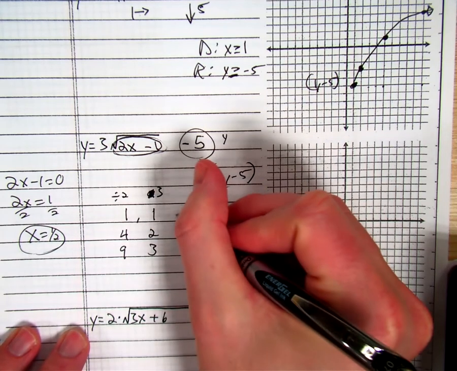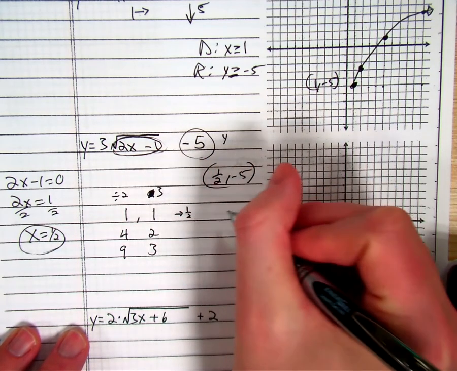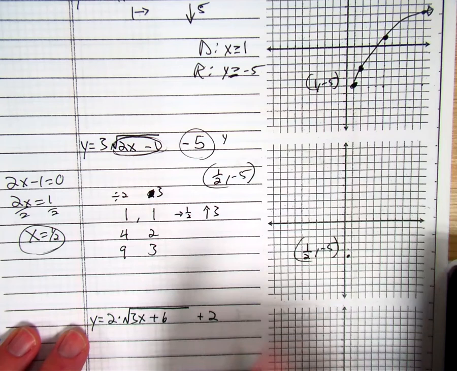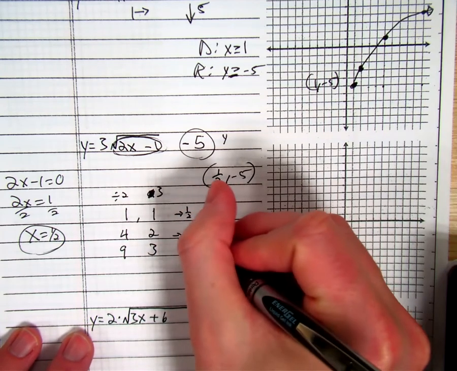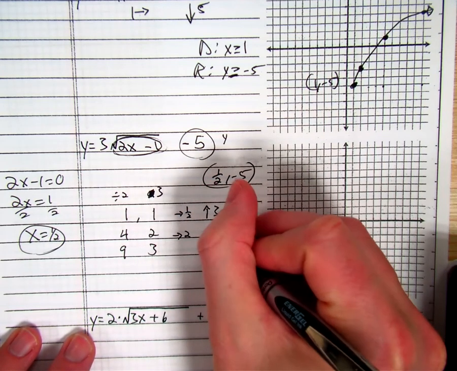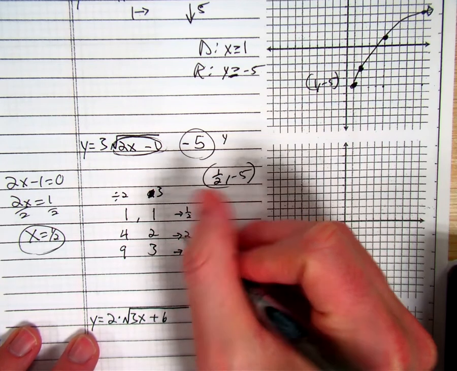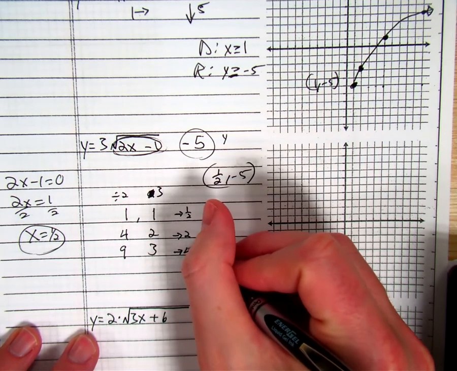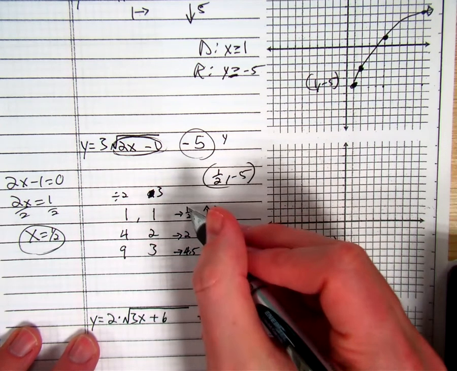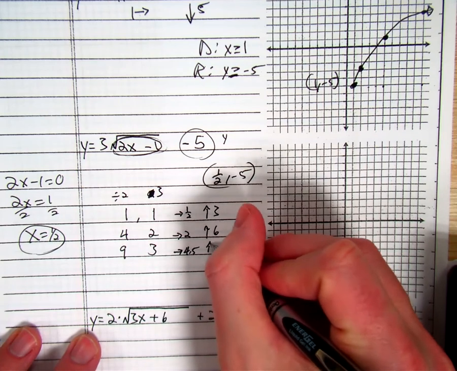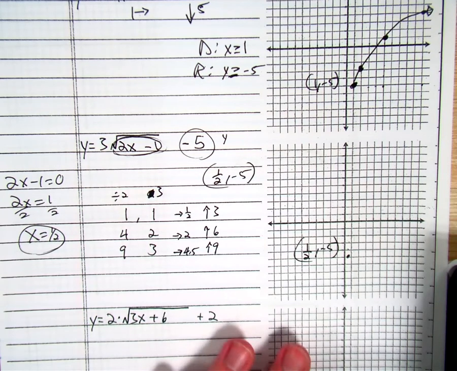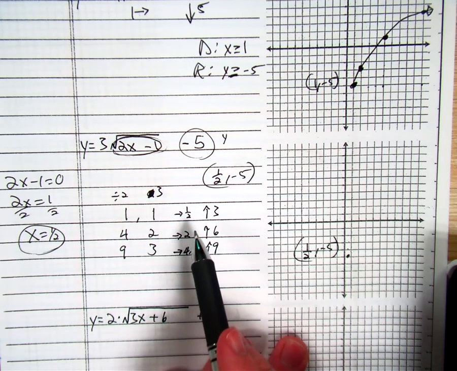So what does this mean? We're going to go over a half and up 3. We're going to go over 2 and then up 6. And we're going to go over 9 divided by 2, 4.5. Sorry to switch from fractions to decimals. And up 9.